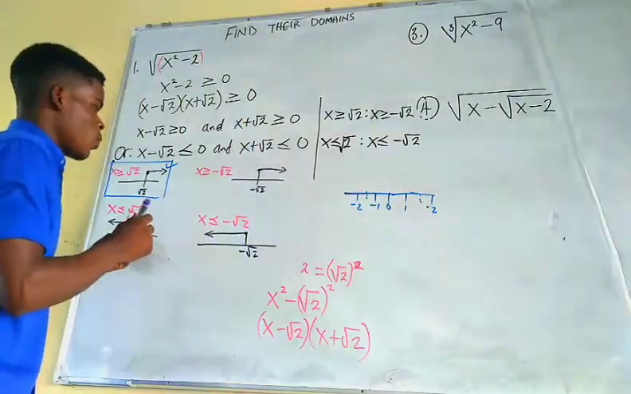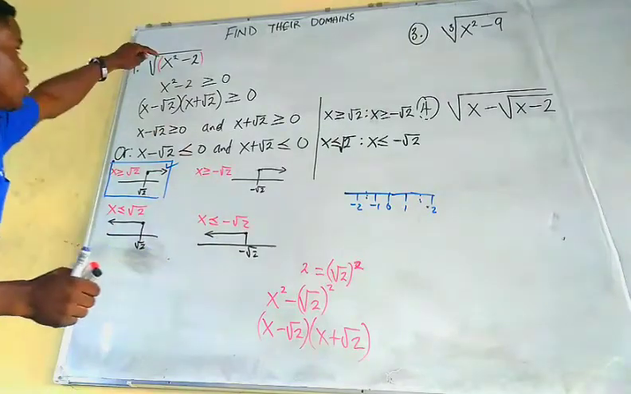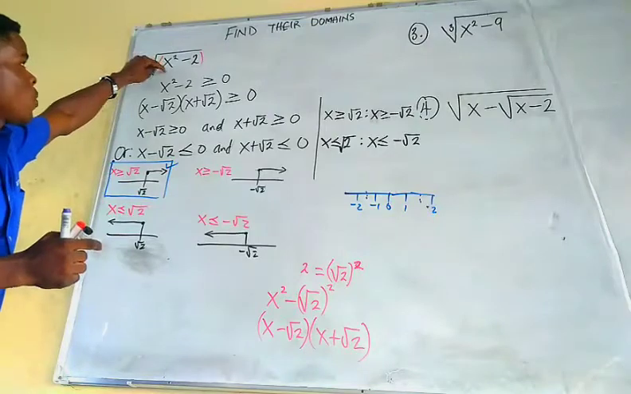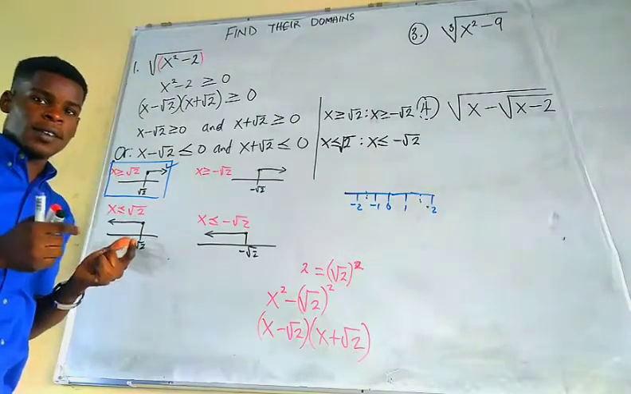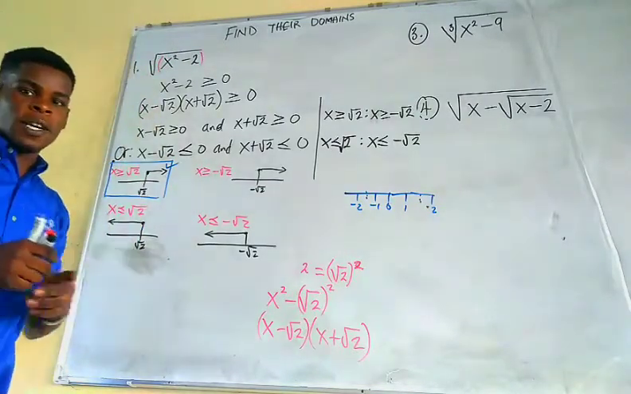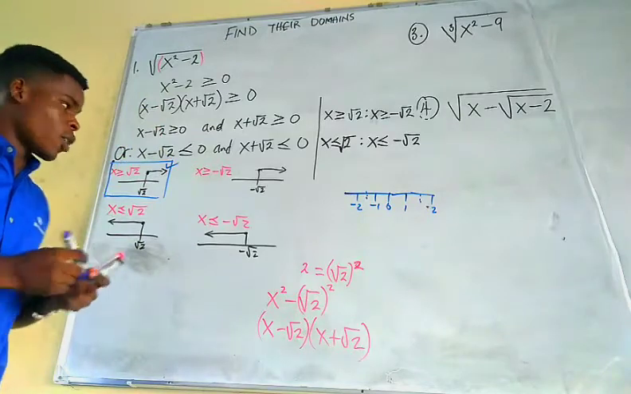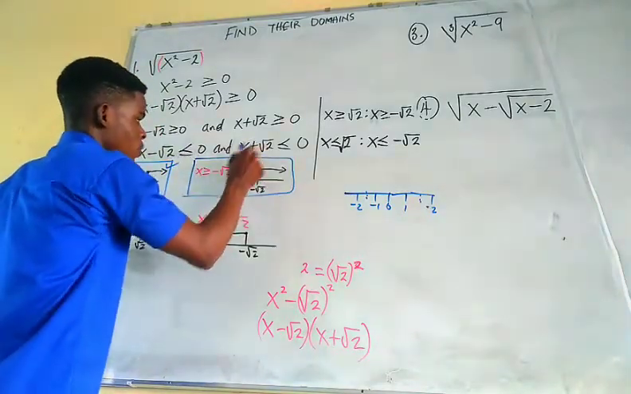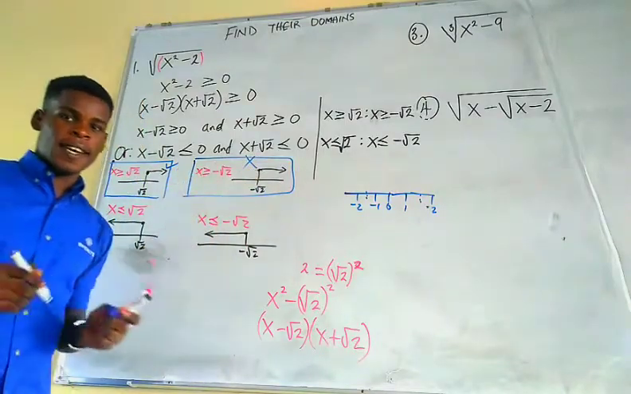So if you pick negative 1 and plug it in right here, we're going to have negative 1 squared, positive 1, and 1 minus 2 is negative 1. So the square root of a negative number, which is negative 1, doesn't exist on the set of real numbers. So this doesn't satisfy what we want. So we don't take that, alright?